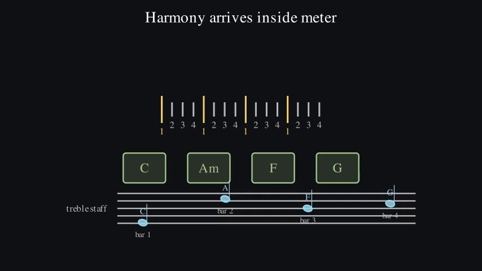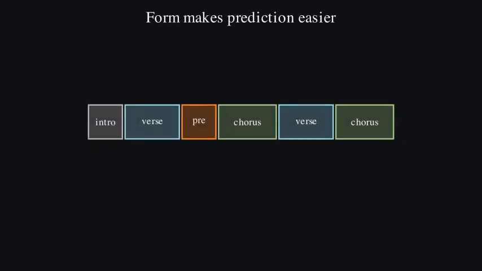Form makes prediction easier. A verse often repeats. A chorus often repeats even more strongly. Once you have one pass through a section, your best prediction for the next pass is the same progression, with small variations.